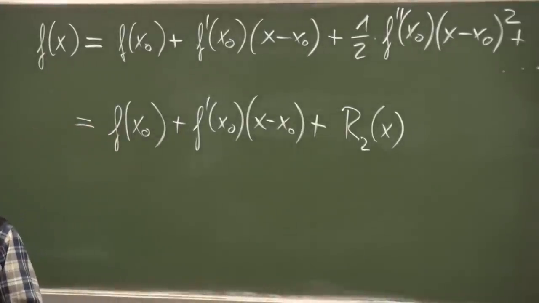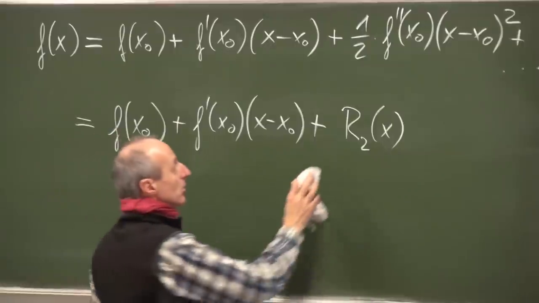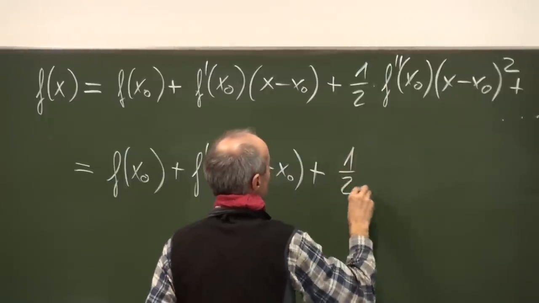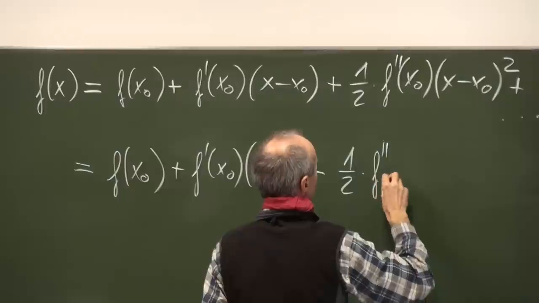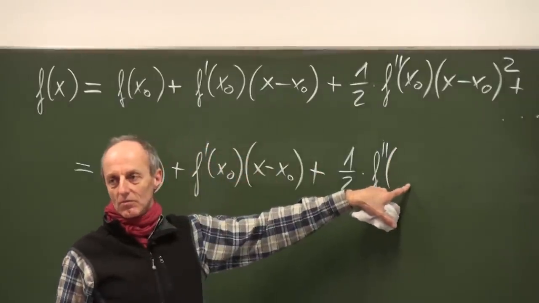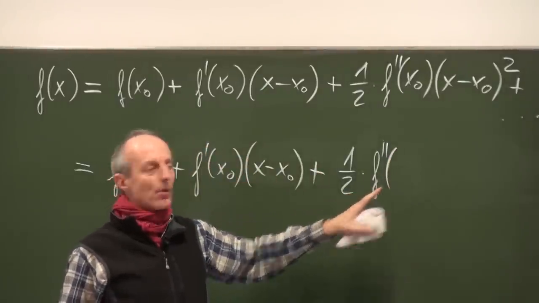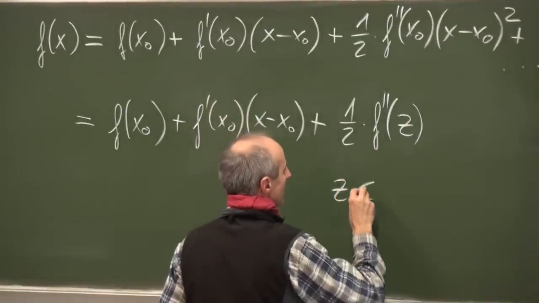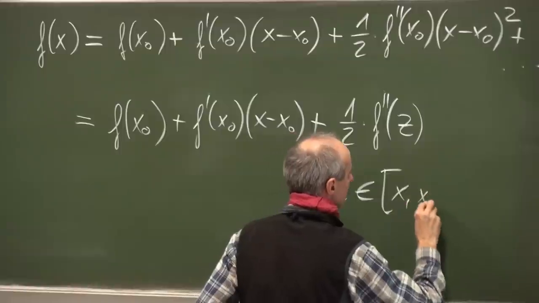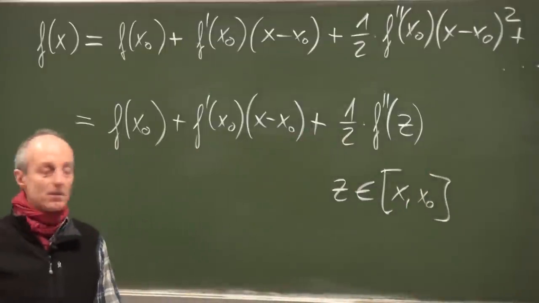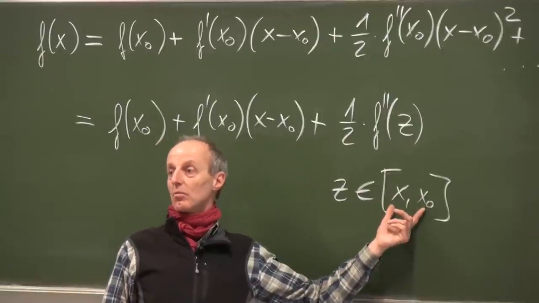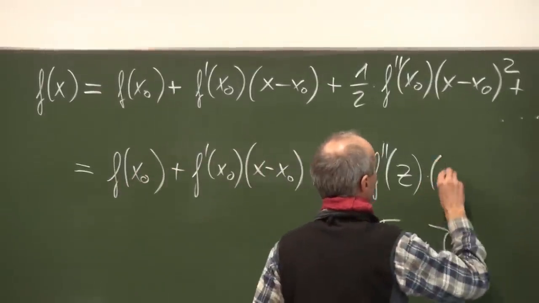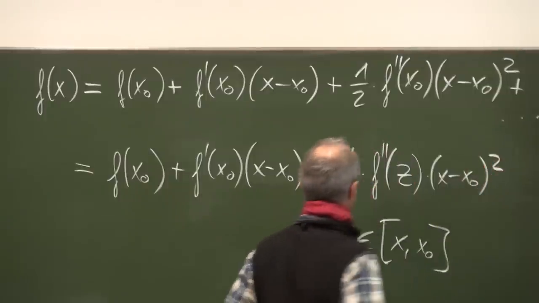We have seen the Lagrangian form of the remainder term, which is: we have these factors, 1/2 times second derivative. And now that's the point. The second derivative now has to be taken at some point C. And this C must be in the interval between x and x0. Yeah? This C is somewhere between these two numbers, and we do not know where it is. Times x minus x0 squared. Okay.